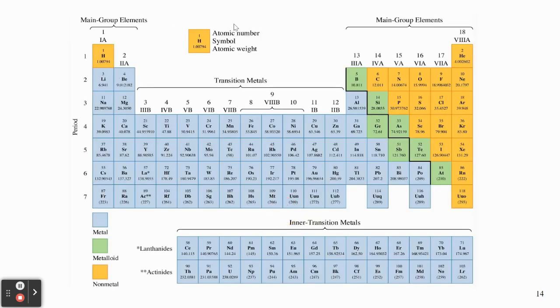Now, when we look on the periodic table, there are 3 things that are typically found in each box on the periodic table. The symbol, the atomic number, which is the whole number on the periodic table, and the atomic weight, which is the decimal number. And we're going to be using that information to answer various questions.